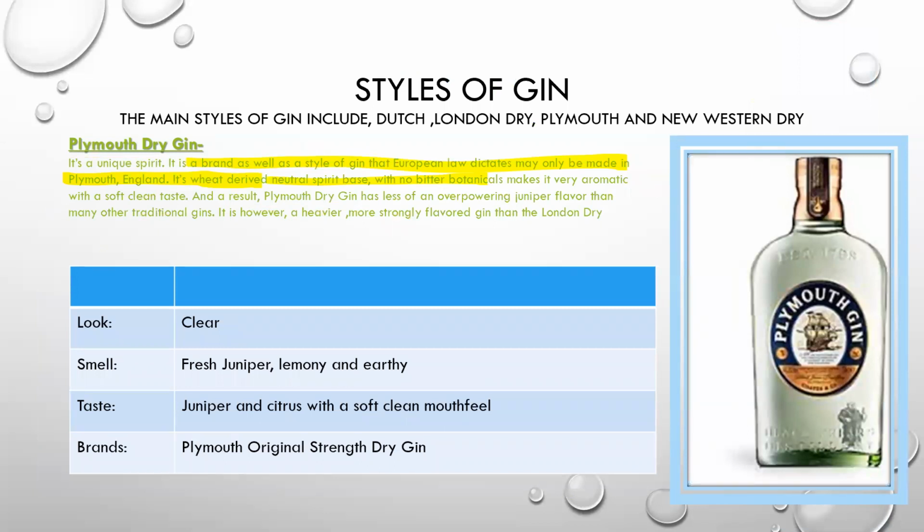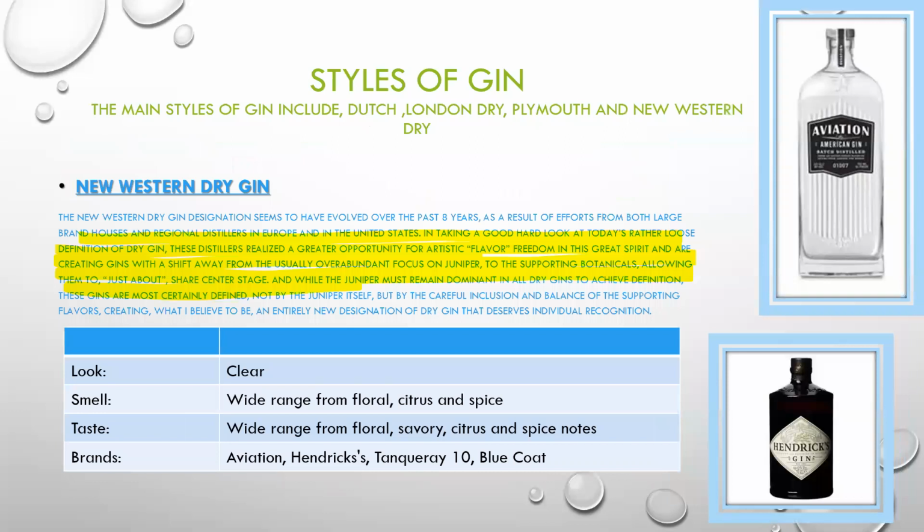Plymouth, of course, resurrected by Plymouth Gin themselves. It's a brand as well as a style of gin that European law dictates may only be made in Plymouth, England. It's a wheat-derived, neutral-based spirit with no bitter botanicals, which makes it very aromatic with a soft, clean taste. As a result, Plymouth Dry Gin has less of an overpowering juniper flavor than many other traditional gins. However, it's heavier and more strongly flavored than, say, London Dry Gin.